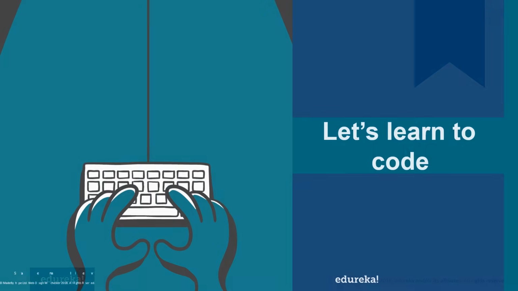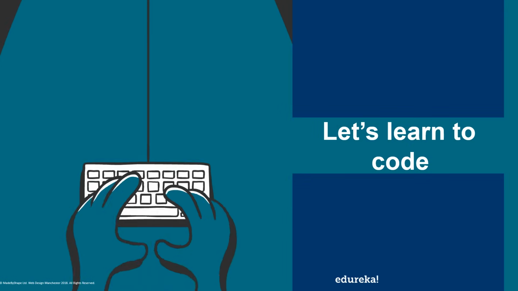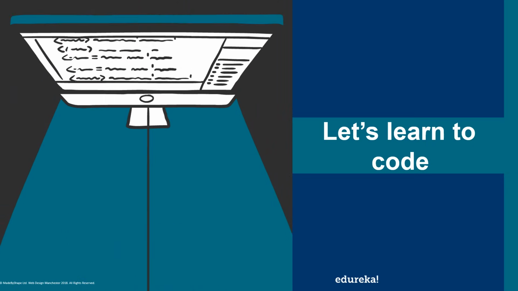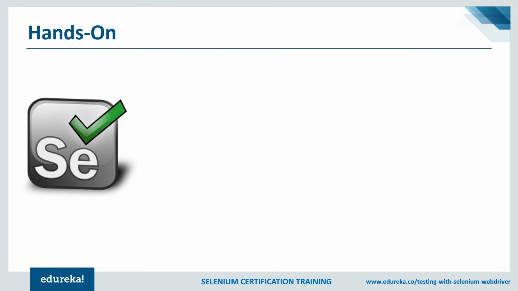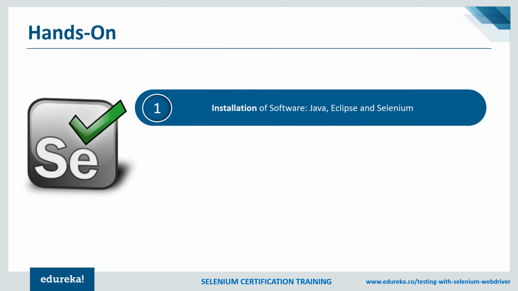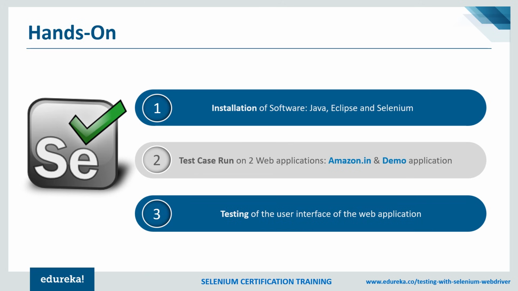So now, finally, we move on to the implementation of Selenium Java, a hands-on. Let's check out how we integrate Java with Selenium. The three items on the agenda here are, firstly, the installation of the softwares: Java, Eclipse, and Selenium. Secondly, we would run the test case. And finally, I would take you all through each test case that has been executed. So these are the three things on the agenda. Let's begin with the installation of the softwares.